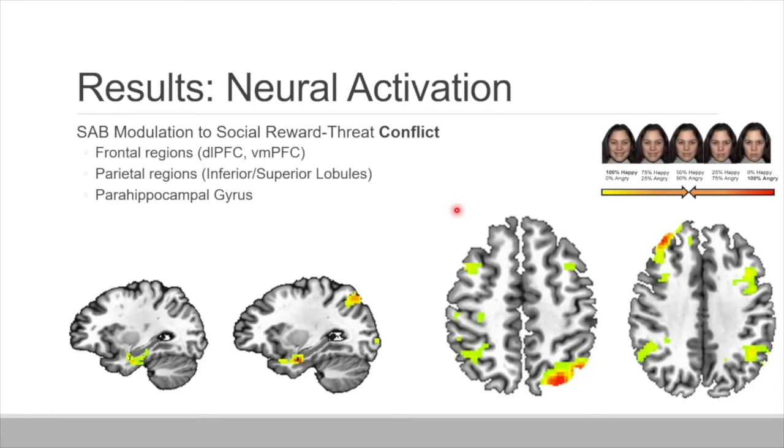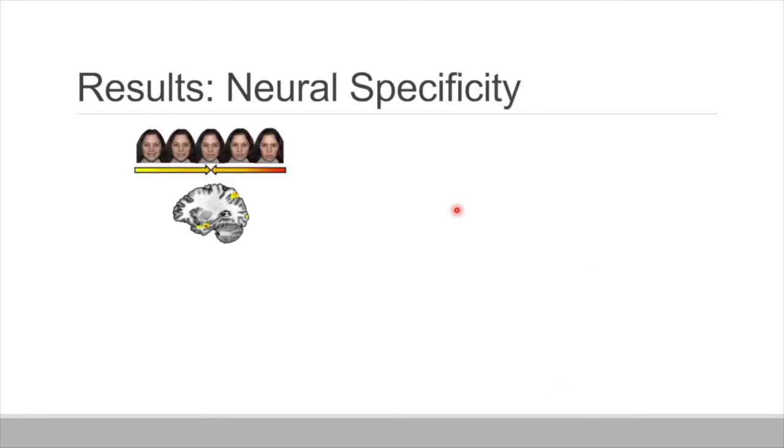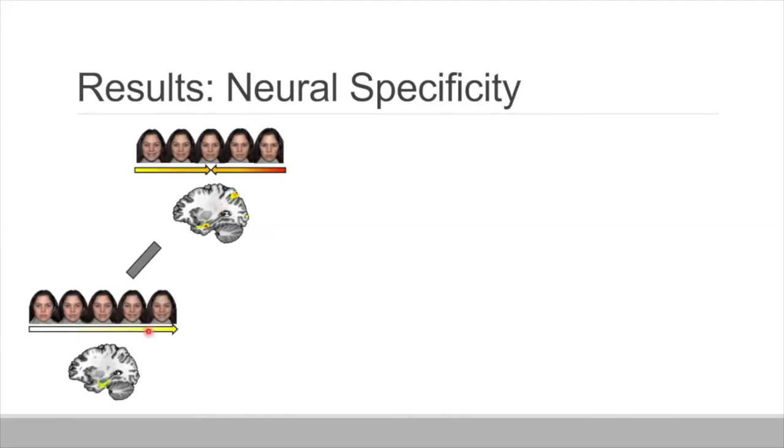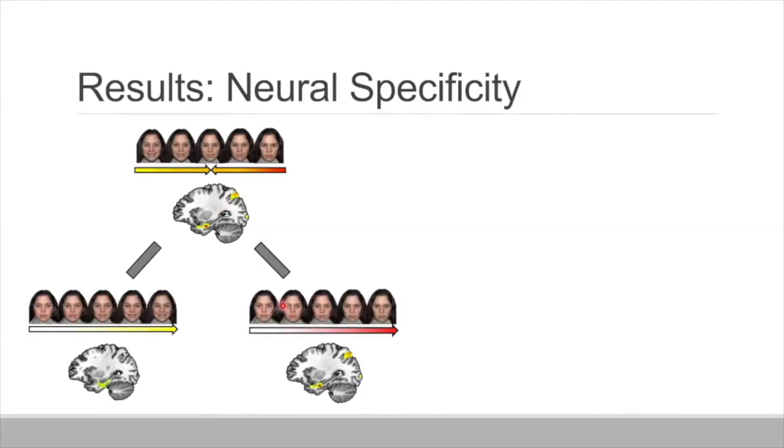To get at that specificity, to see if this is really about conflict or about ambiguity, whether it's reward or threat, we did what I call a conjunction contrast. Basically, we take the neural activation for our social conflict model and compare it to the neural activation for both our social reward and our social threat models, and we say that this needs to be significantly different than both of these models at the same p = 0.001 whole brain correction level, which is very stringent, but this will, in theory, give us the regions most specific to reward threat conflict.